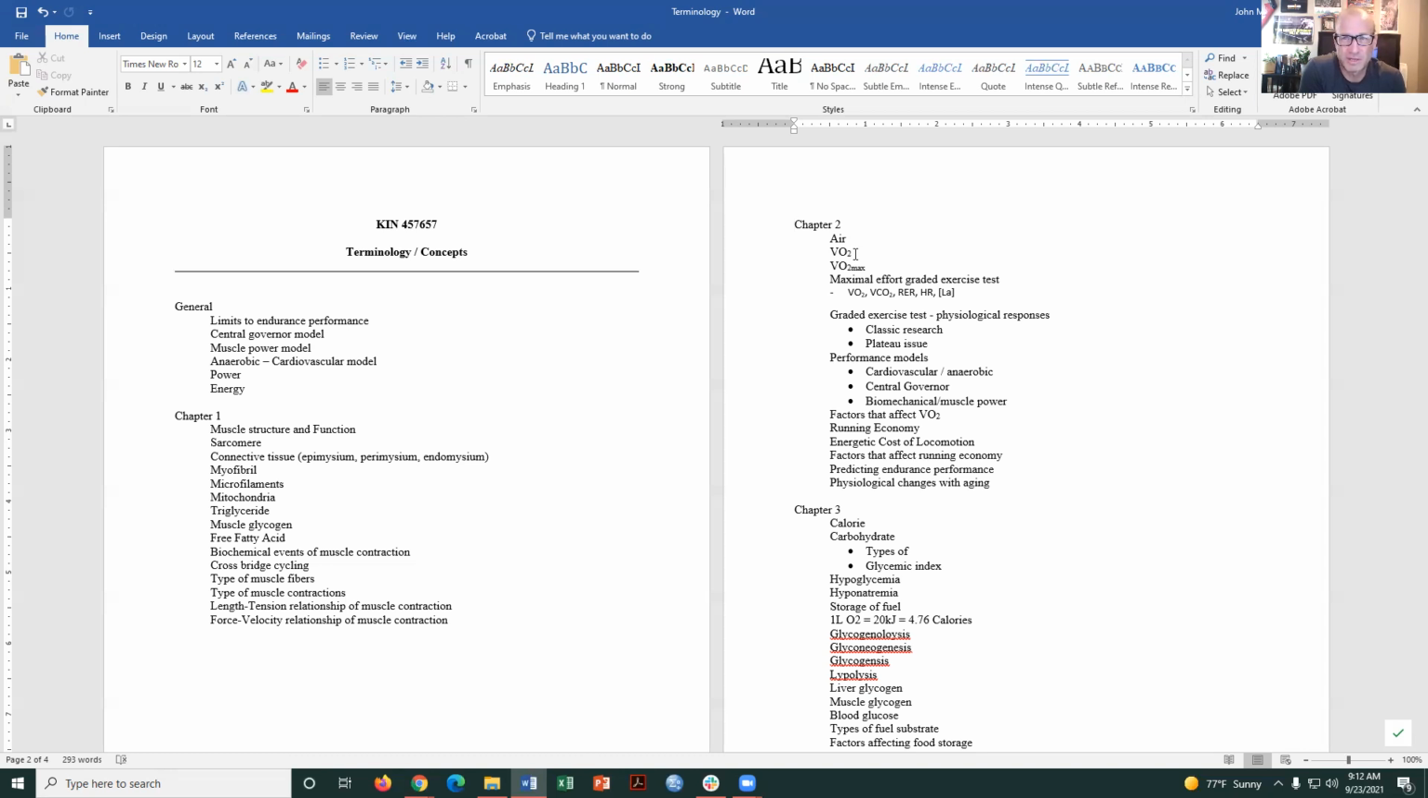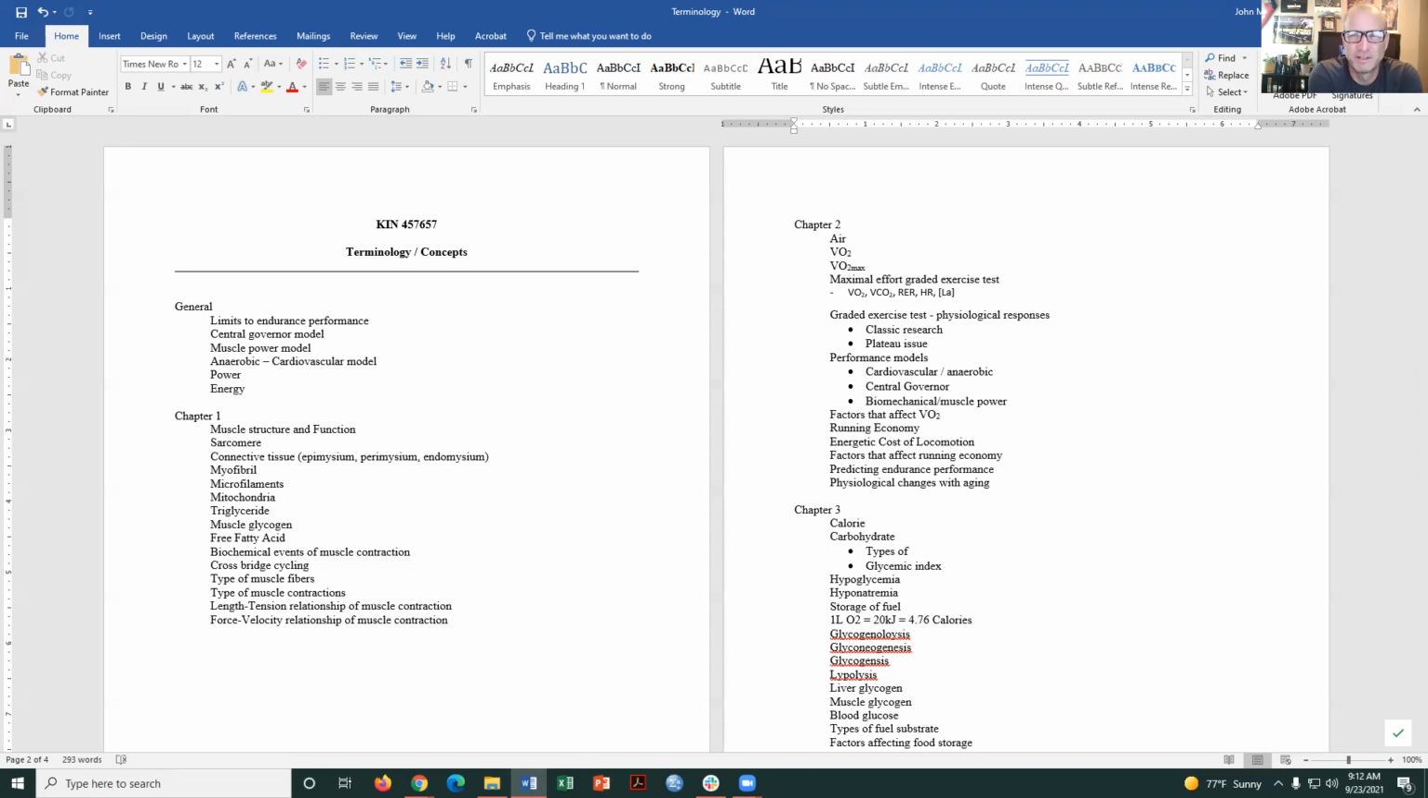VO2 max is a single number, and Noakes goes through the history of VO2 max, quantifying it, and discusses whether or not this is really an important parameter to understand. And we need to understand that the maximum rate of oxygen consumed is going to be a function of how much muscle is ultimately being used in the exercise. And so this VO2 max ends up being different if we're doing a swimming test, or a run test, or a bike test. But we should be familiar with a maximum effort graded exercise test.